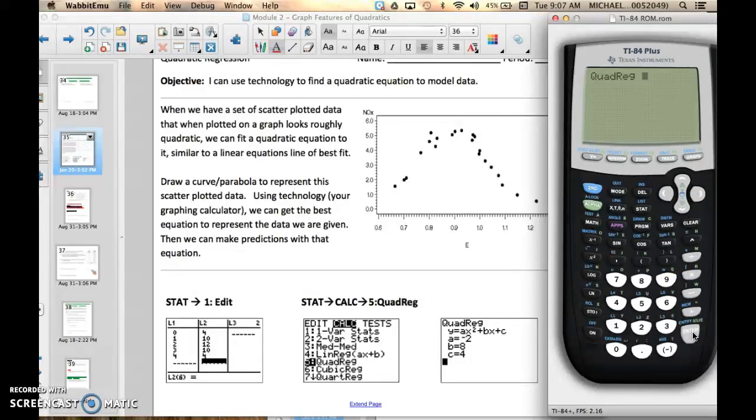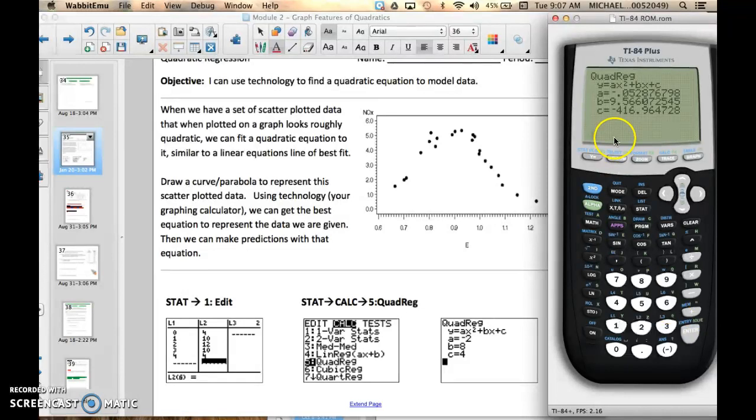Now, at some points your calculator might not look exactly like this. It might bring up a list of options that say L1, L2, store something, and then calculate. So you'll just go down to calculate and hit the same. So you'd scroll down to calculate and hit enter. I'm just going to hit enter here, and it's going to do the same thing.